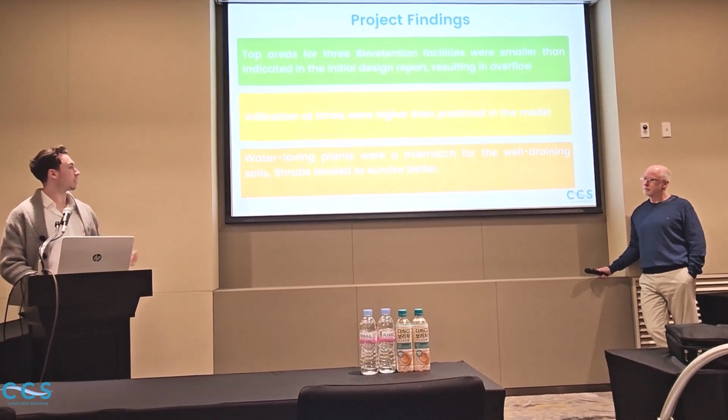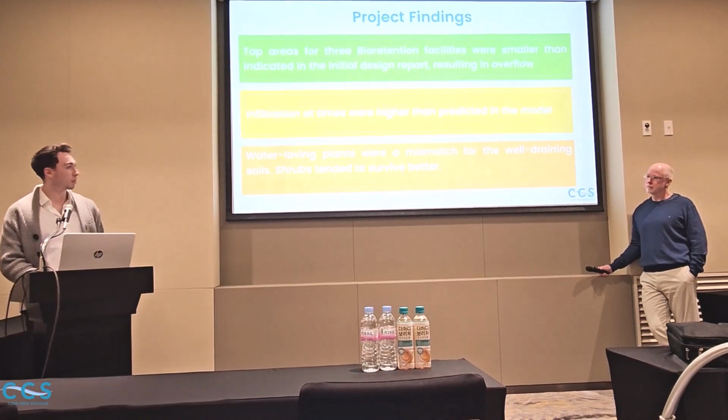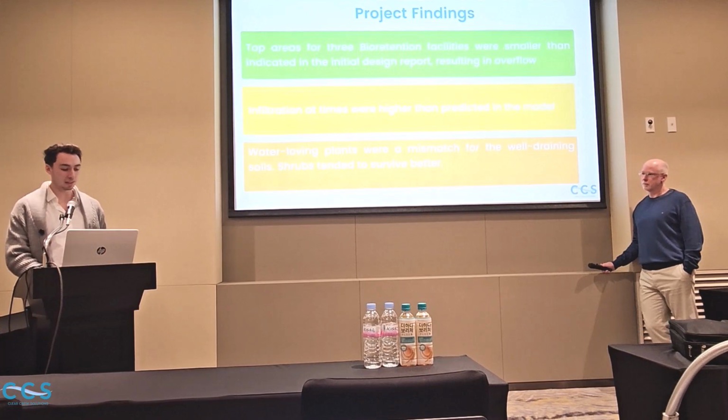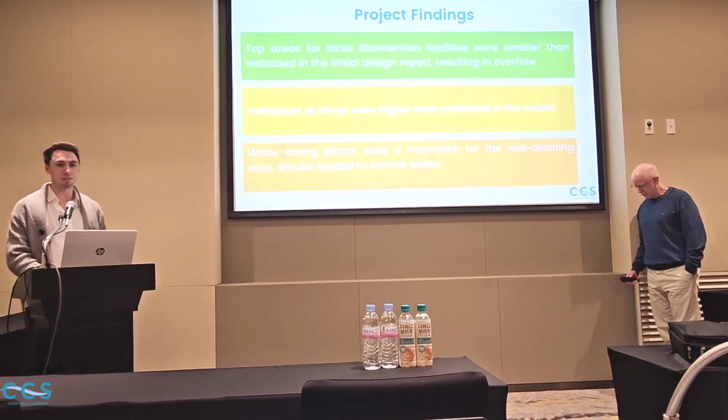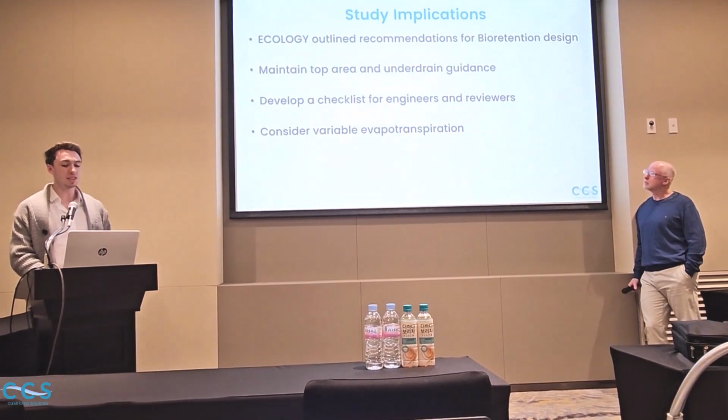But they also found some other effects, such as water-loving plants were a bit of a mismatch for some of these well-draining soils that we had here. And shrubs tended to survive better in the model. So what is the implication of this?